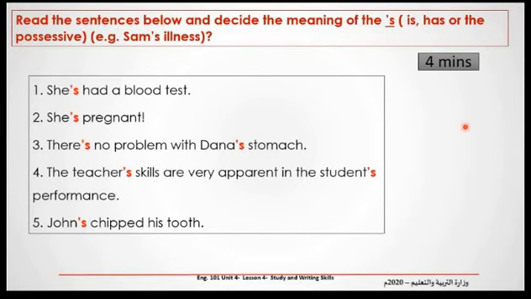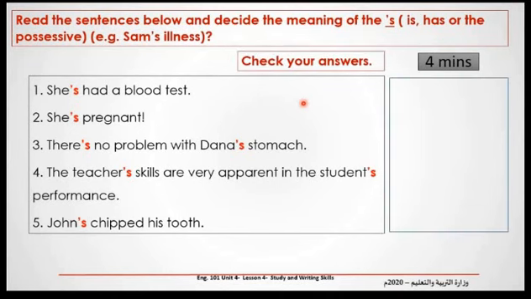Okay, dear students, let's look at the model answers. So, for number 1, has. Number 2, is. Number 3, the first one is, the second is possessive. Number 4, possessive, both of them. And number 5, has.